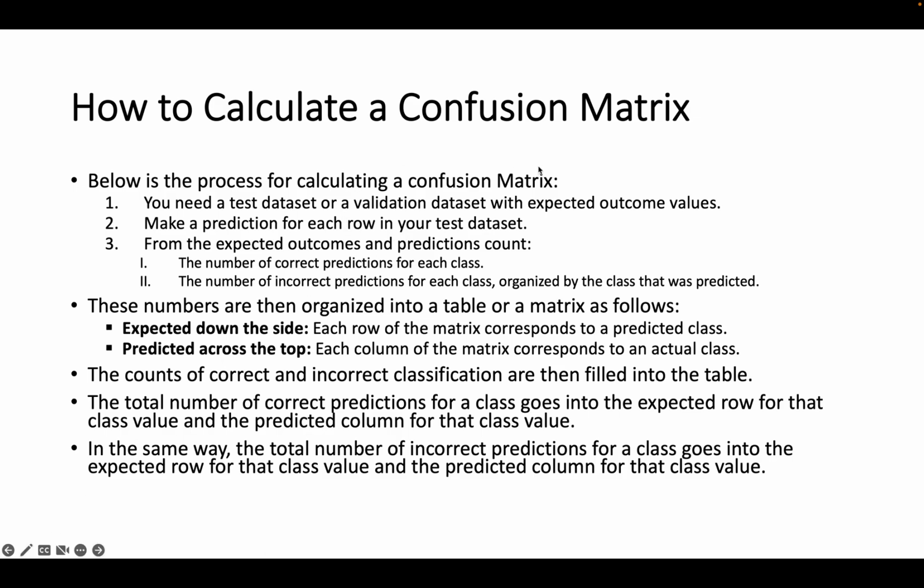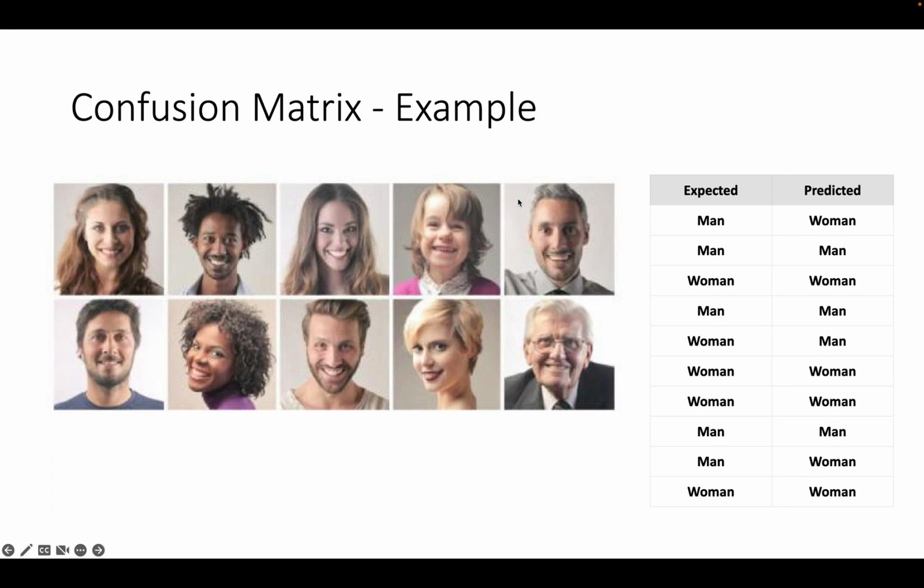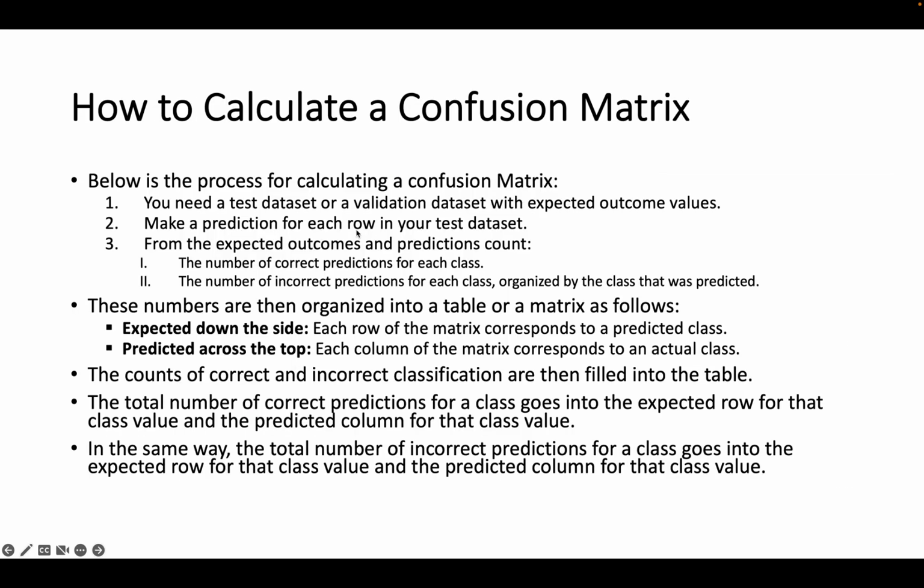Below is the process for calculating a confusion matrix. You need a test data set or a validation data set with expected outcomes, expected outcome values. Make a prediction for each row in your data set from the expected outcomes and prediction count. The number of correct predictions for each class, the number of incorrect predictions for each class, organized by the class that it was predicted. ये जो मैंने समझाया.